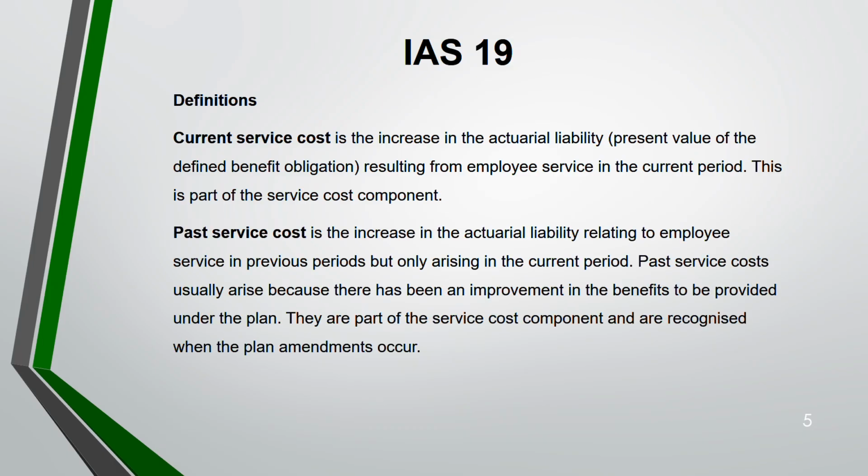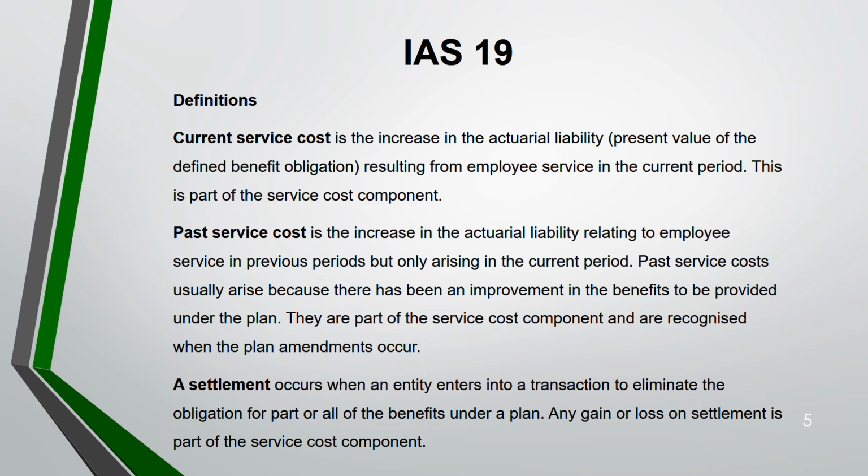Okay, next is past service cost. This is also an increase in your actual liability related to employee service in the previous period but only arising in the current period. Past service cost will usually arise because there has been improvement in the benefit to be provided under the plan. So these are part of the service cost component and will be recognized when the plan amendments occur. That means when you change the plan, past service cost will come. For example, now the plan has benefited. There has been improvement in the benefit.